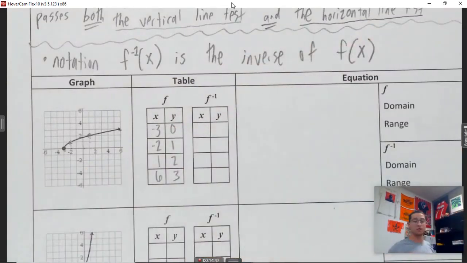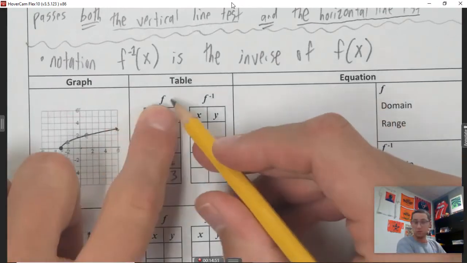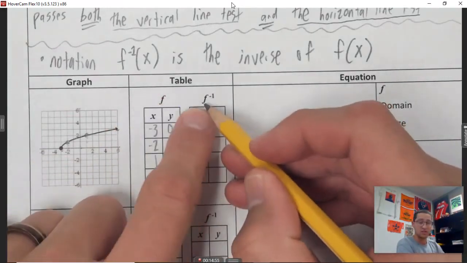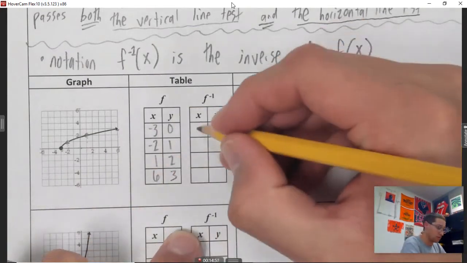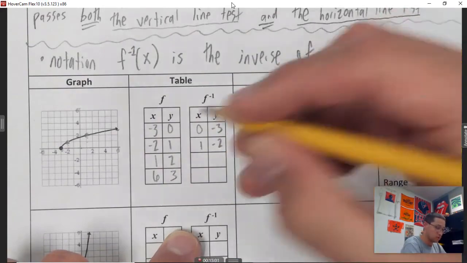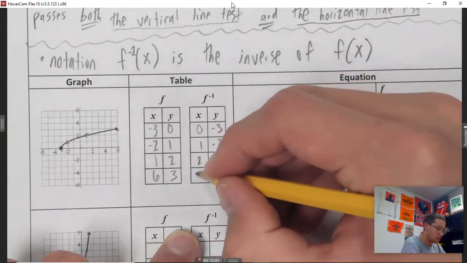Now for the inverse, we're flipping those. Notice it does have our notation. This is the function f. This is the f inverse. We're just flipping them: 0, -3. 1, -2. We're just switching their spots, 2, comma 1, and then 3, comma 6.